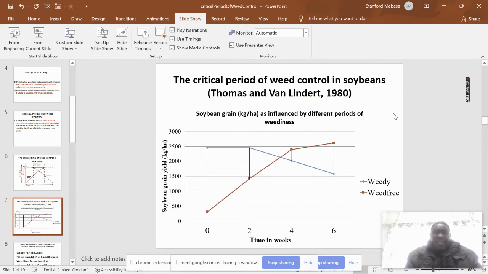Now, there have been studies on the critical period for weed control. There was a study which was done in soybean by Thomas and Van Lindet in 1980, where they came up with this critical period. The red line is the weed-free period. The blue line is the weed period. And please notice that the critical period for weed control may start from 2 weeks and it can go up to 6 weeks. This is what they found in a soybean crop after 4 seasons of study.